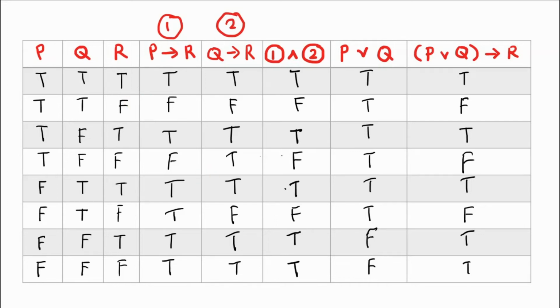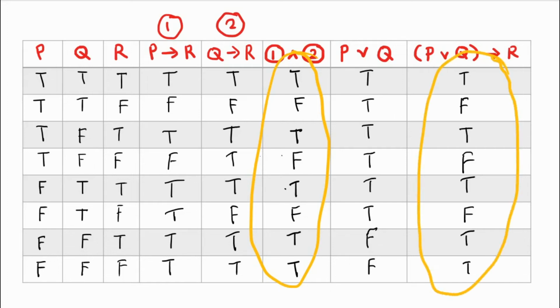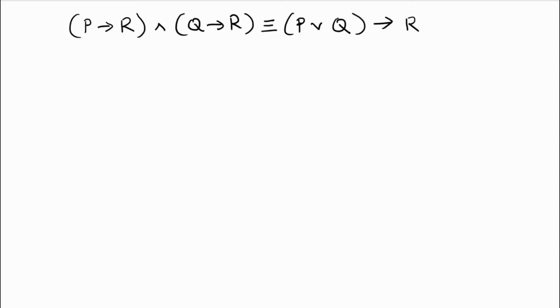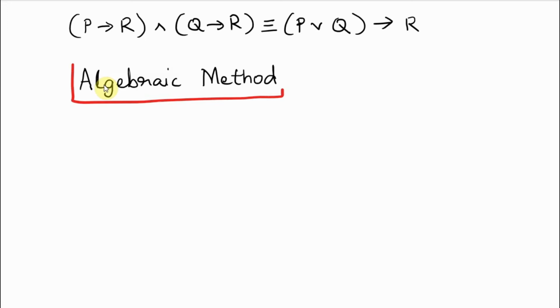Now if we compare the values of column 1 and 2 and the P or Q implies R column, both are the same, which implies that the logical equivalence is true. Hence it is proved. The logical equivalence can also be proved using propositional identities, and this technique is called the algebraic method. It is a way of translating the logical equivalence into something simple so that we could prove the logical equivalence or disprove it.